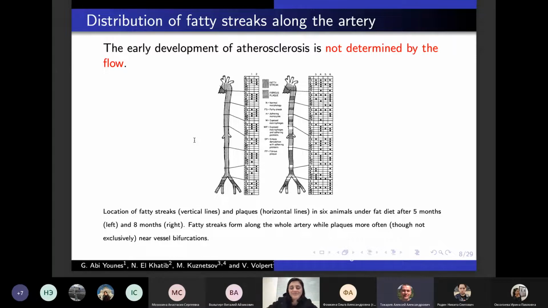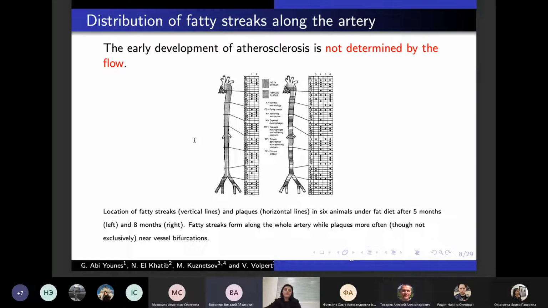Okay, so the general conclusion here is that plaque development is not guided by flow, or not determined by flow. So why is it concluded so? Well, this is a very important point. I don't understand. You don't understand really? What is your question? The conclusion, yes.